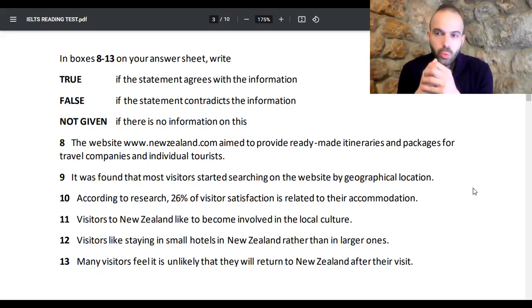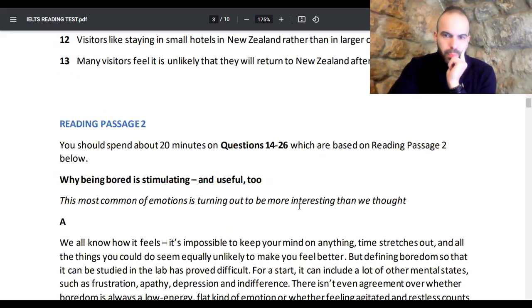Okay, so now it's time to move to another section, which is reading passage 2. In reading passage 2, as you can see, that's another text, and usually reading passage 2 gets a bit difficult.